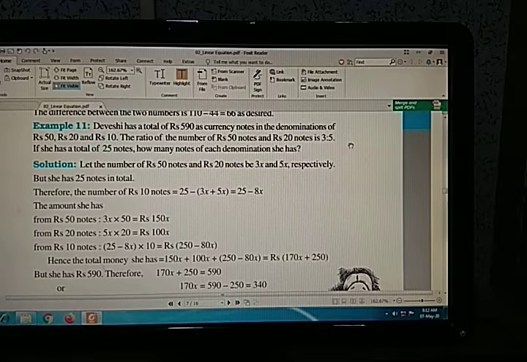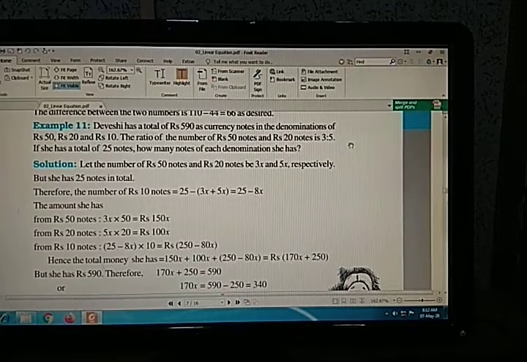So let us begin. Let the number of 50 rupee notes and 20 rupee notes be 3x and 5x. First we have to find the first two, then we can move on to the next one. Since the ratio is given as 3 and 5, the number of 50 rupee notes will be 3x, and the number of 20 rupee notes will be 5x.